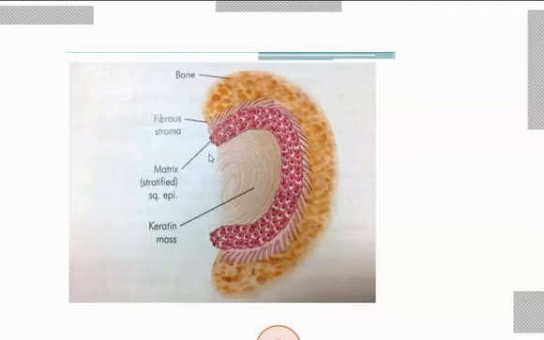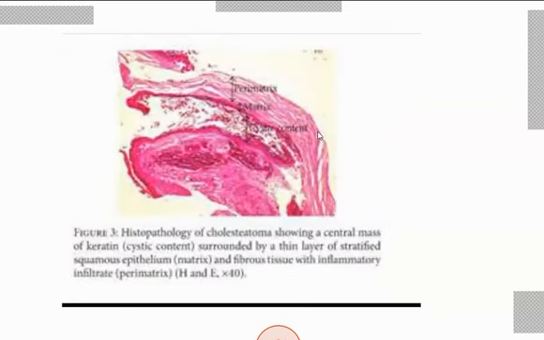And there is a histological picture, a diagrammatic representation of the cholesteatoma. So there will be a matrix which is formed by a keratinized squamous epithelium. This sac contains the keratinous mass, keratinous debris, which can get infected, expand, and cause erosion of the surrounding structures. We see the histological picture showing this matrix and the perimatrix, formed with a keratinizing squamous epithelium.